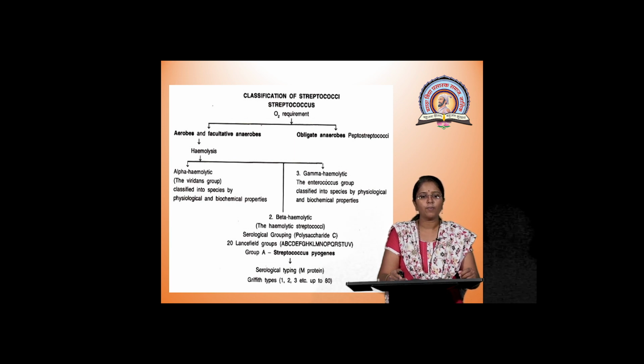This group A streptococci, Streptococcus pyogenes, is further classified based on the M protein. Based on this M protein, it is classified into 80 serotypes, from 1 to 80, and that classification is known as Griffith's typing. Obligate anaerobes, that is peptostreptococci, are not involved in pathogenicity, so they are not further classified here.